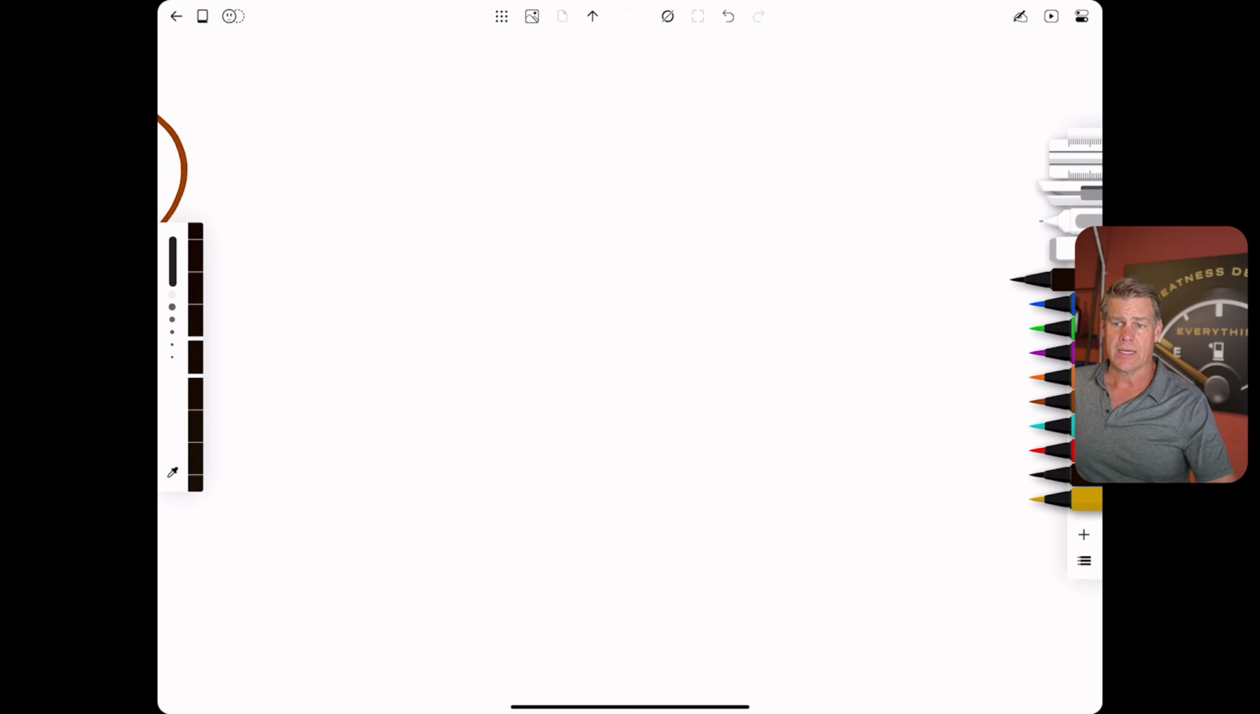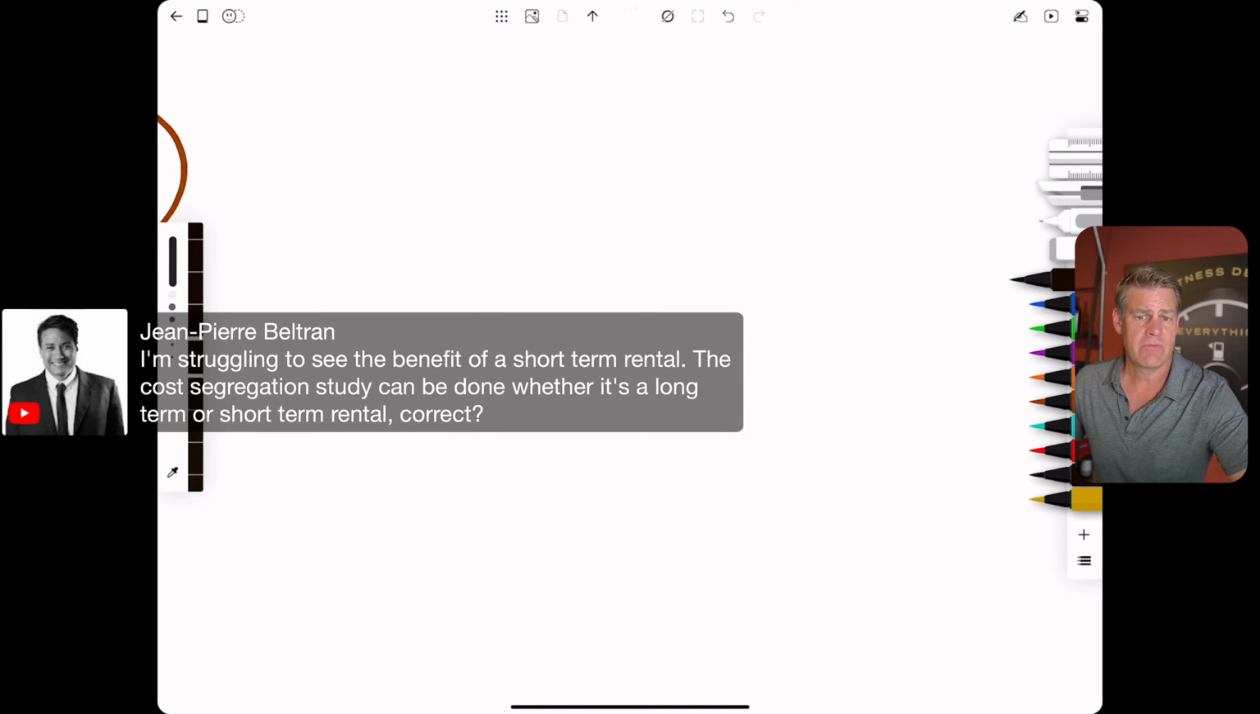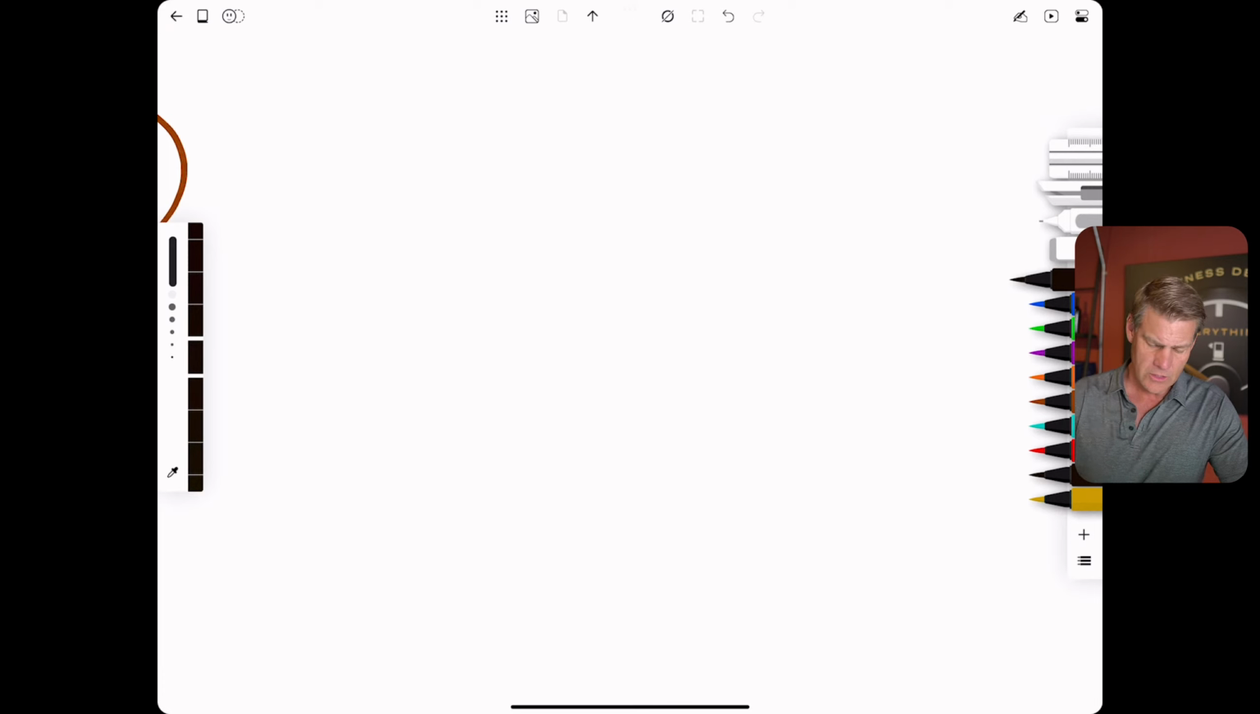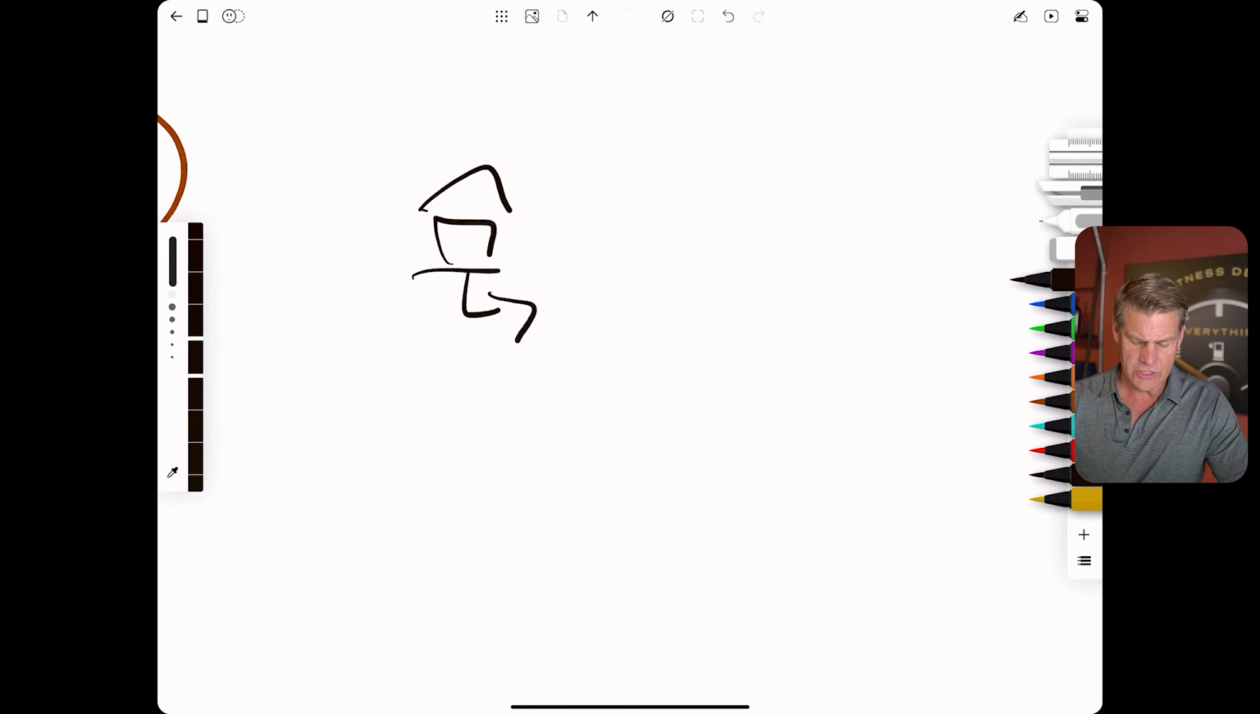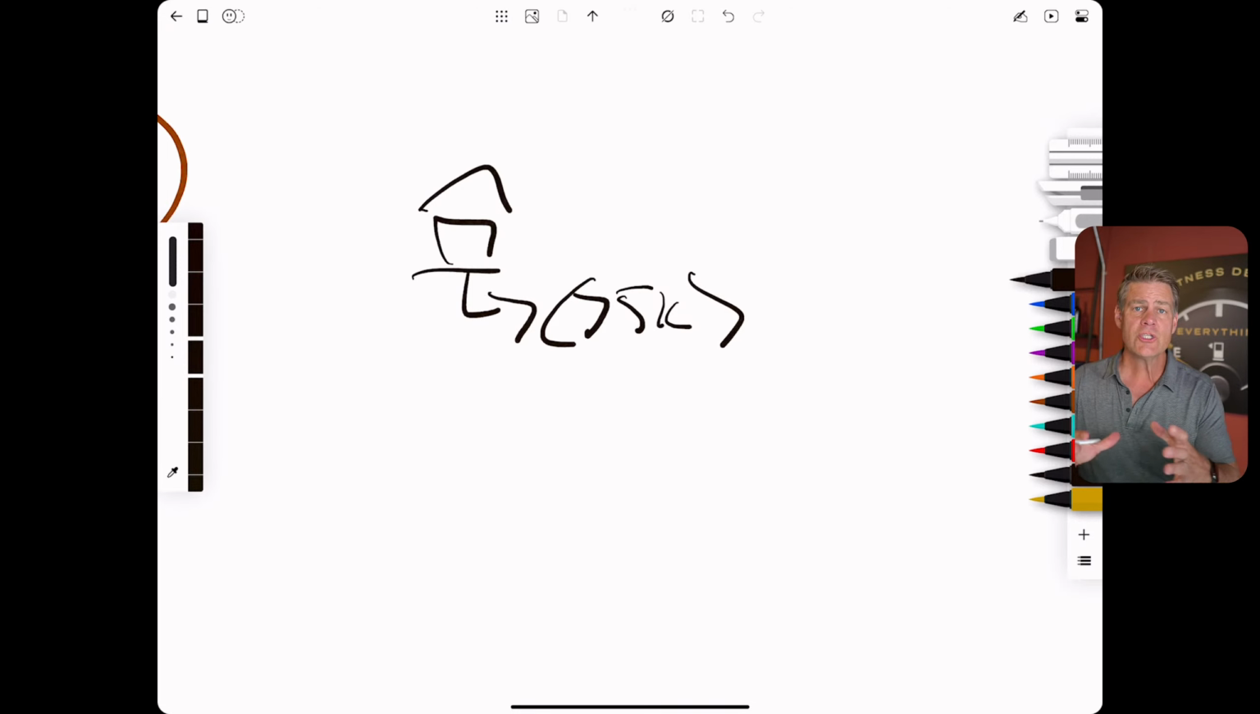All right, Jean-Pierre says, I'm struggling to see the benefit of short-term rental. The cost segregation study can be done whether it's a long-term rental or short-term rental. Correct. Cost segregation can be done whether it's long-term or short-term. But Jean-Pierre, the benefit is that when you perform a cost segregation study, let's assume that you have a house here, and this cost segregation study provides you $75,000 in losses. Unless you have other types of income, passive income, to offset these losses, they're not going to do you any good. They're just going to sit there. They're going to be suspended. Yes, you can carry them forward, but you can't take it.